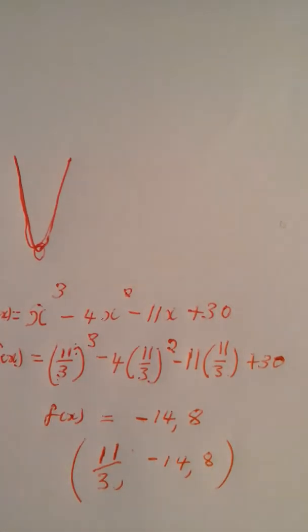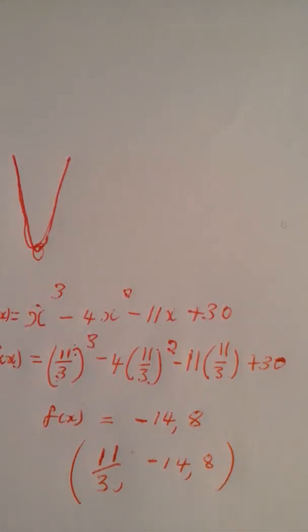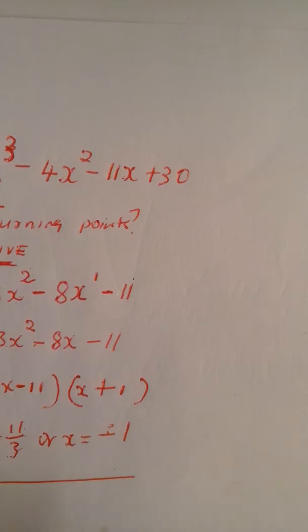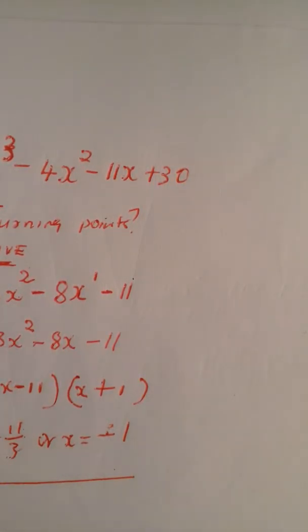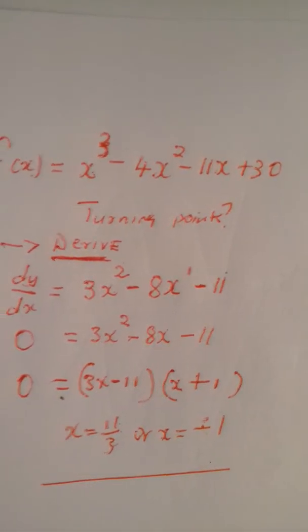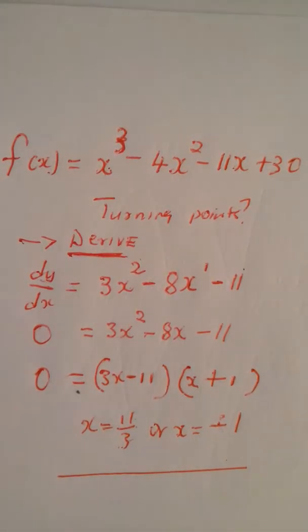So we are saying when the turning point of x is 11 over 3, the turning point of y is negative 14,8. So then you go back to the original function again. You calculate for the turning point of y when the x turning point is negative 1. So you ask yourself, when the x turning point is negative 1, what is the turning point of y? So you go back to the original function.